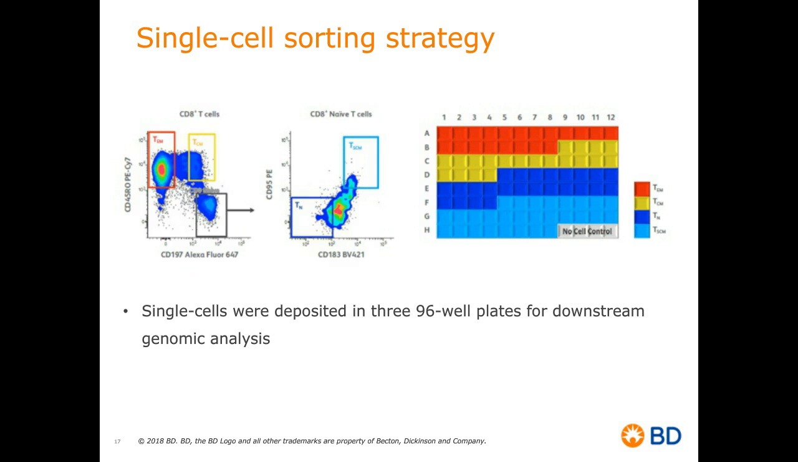Cells were distributed in each plate just to avoid any kind of batch effect or to have a very standardized single-cell deposition, and we will perform eventually the single-cell RNA-seq on the 3 plates that were sorted.